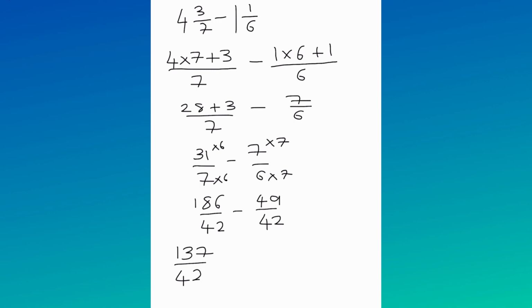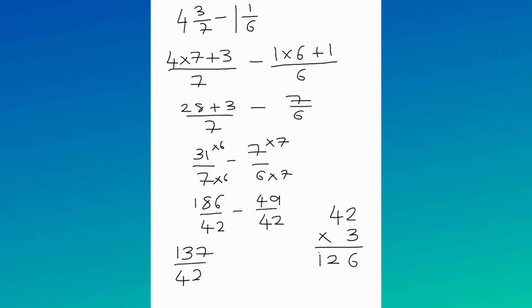Let's work that out. So 42, let's see, 42 times 4. 4 2s are 8, 4 4s are 16. That's too many. So I'm going to try a different amount. Let's do 42 times 3. 3 2s are 6, 3 4s are 12, so that's 126.